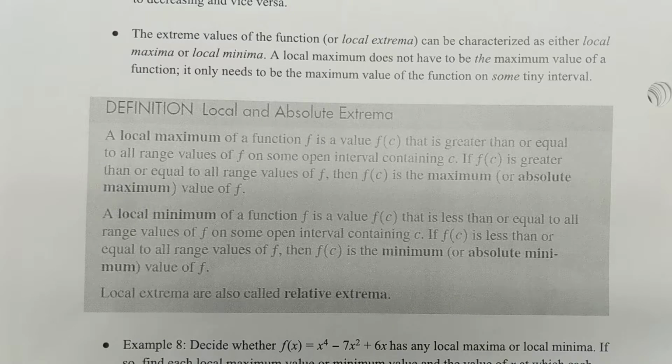Now, if they are absolute, that means they are overall the largest and smallest. So you can have multiple local maximums, but only one absolute maximum. You could have multiple local minimums, but only one absolute minimum. One of them is going to be the smallest minimum. One of them is going to be the largest maximum.